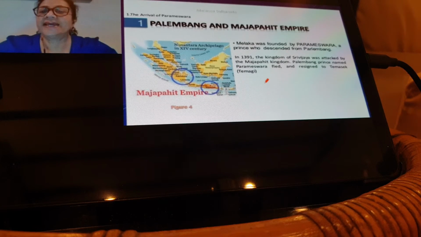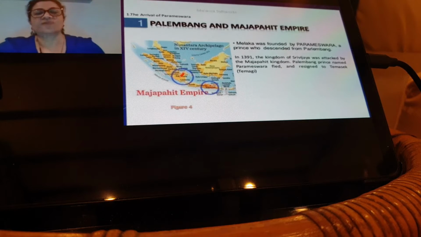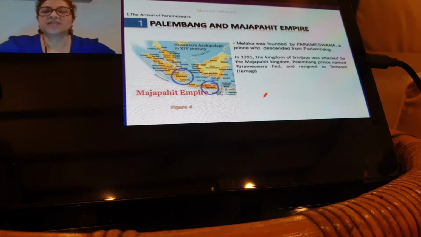Now, Malacca is said to be founded by Parameswara, a prince who descended from Palembang. So you can see there's a small place. This is the island of Sumatra, and Palembang is around here. So rumors have it that it was founded by Parameswara, who happens to be a prince who descended from Palembang.